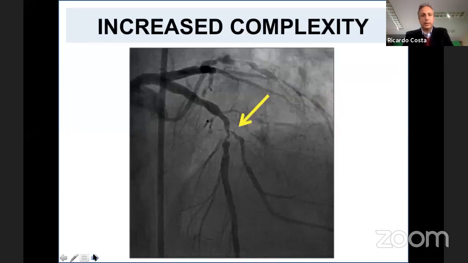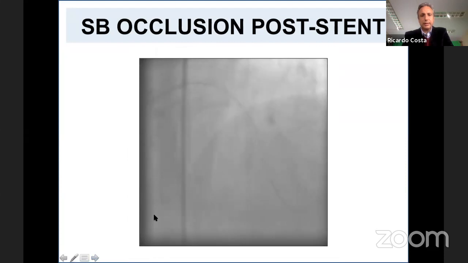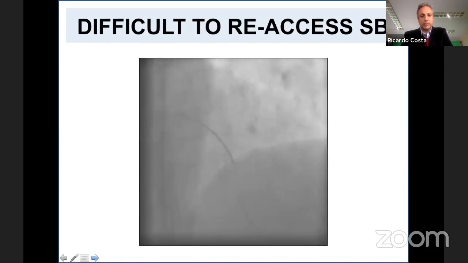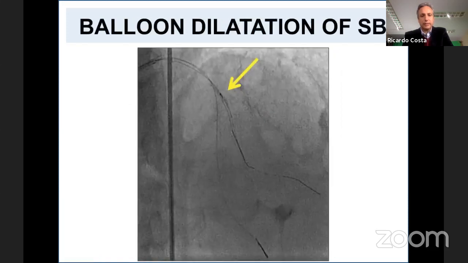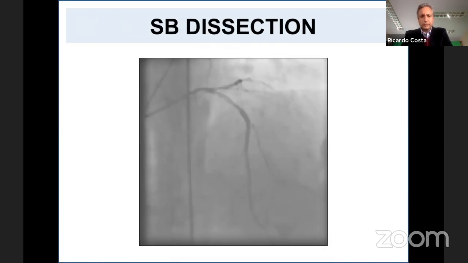Then we can have this kind of complex case, a very, very diseased diagonal branch in this LAD bifurcation. After stenting the main vessel with the provisional approach, we have an occlusion of the side branch, so we already identify that this should not be a good idea. We try to reaccess this branch, very difficult, very challenging. After spending a long time here, you're able to do it after multiple attempts, but then you have dilatation of the side branch, and you deal with an occlusion, a dissection of this branch, still with impaired flow.